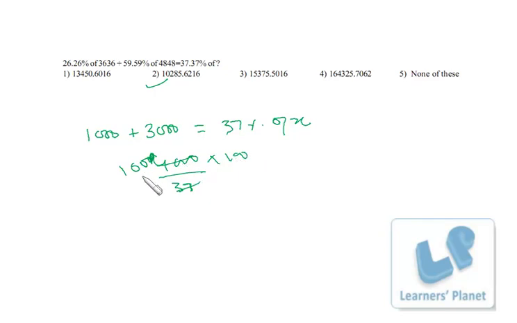Okay, and the second figure we have already calculated, that is 0. So there is no confusion between this option and this option. Okay, I hope you are clear.